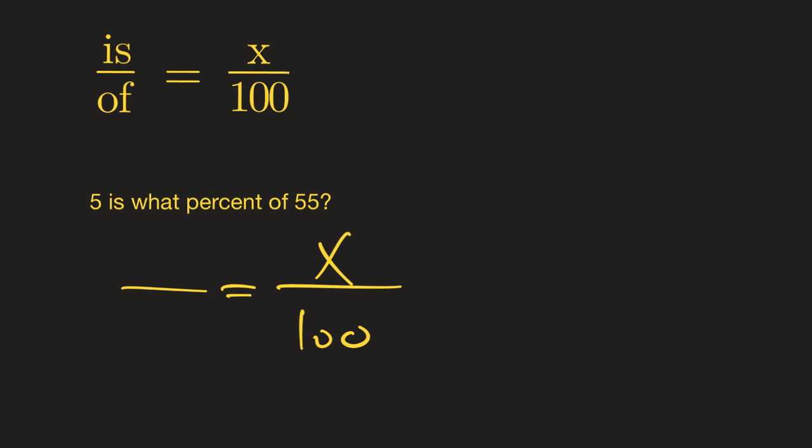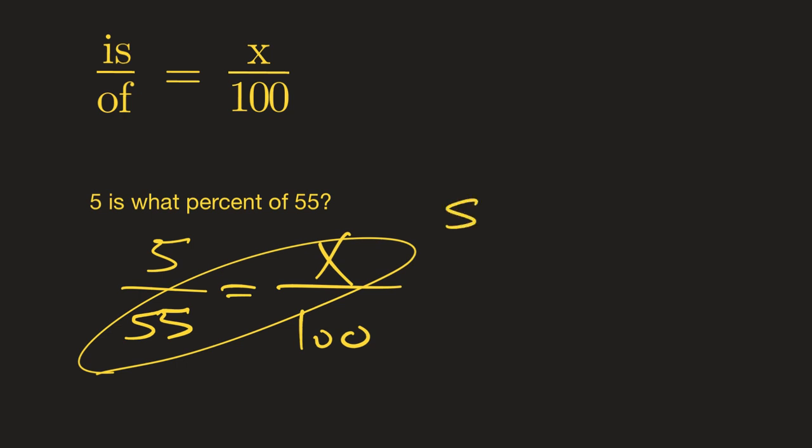So now, listen. 5 is of 55. What's my is? 5. What's my of? 55. And then that's all I've got to figure out. What's my is? What's my of? 5 is of 55. 5 is my is. 55 is my of. There's my proportion. Everybody okay with where all that came from? We good with that? Guys, so then cross multiply.